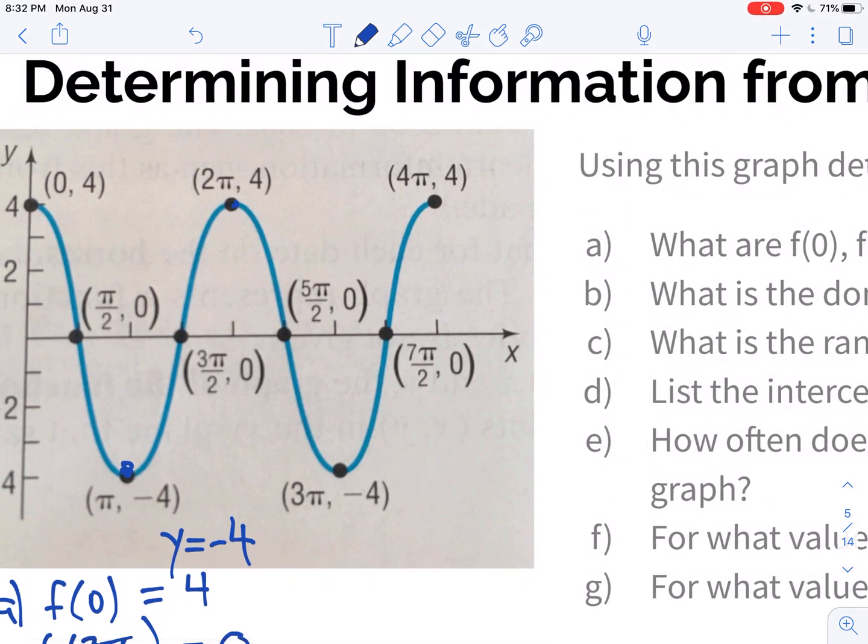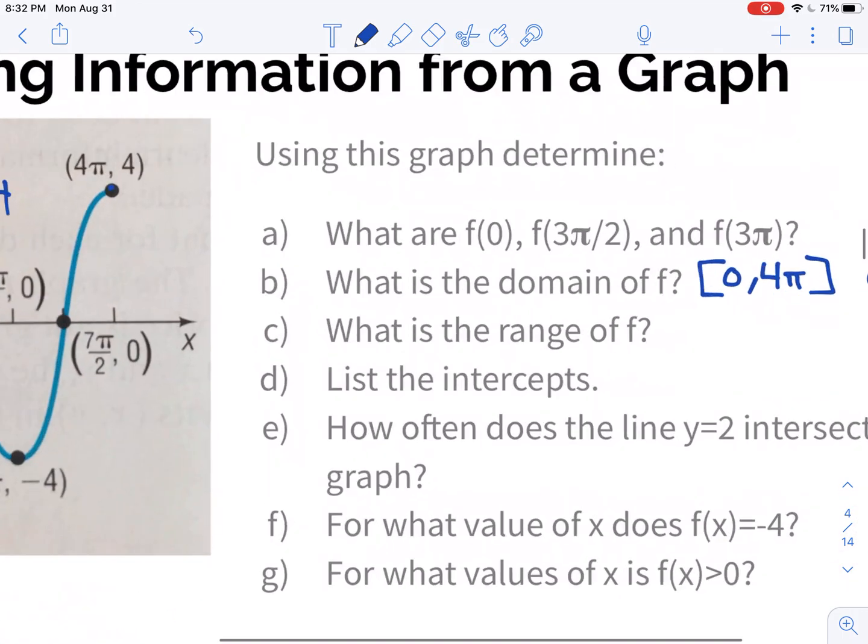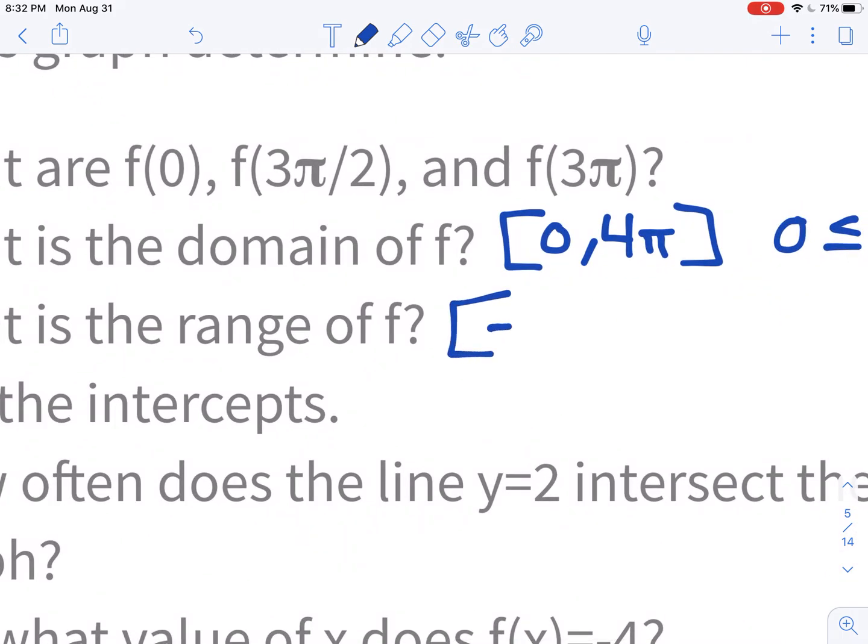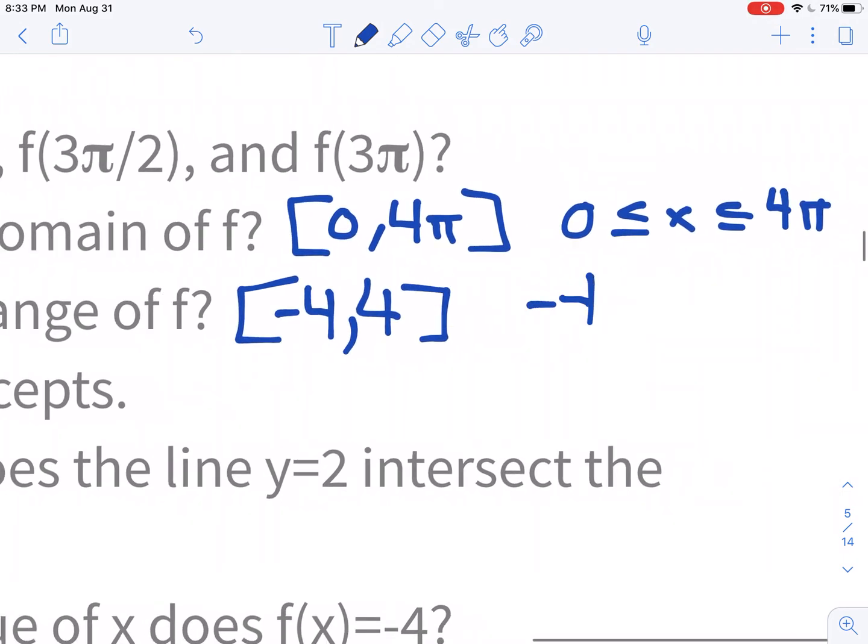My highest y value occurs where these little peaks are happening, and that's happening at y is equal to 4. So that means the range of my function is from -4 to 4, or -4 is less than or equal to y, which is less than or equal to 4.